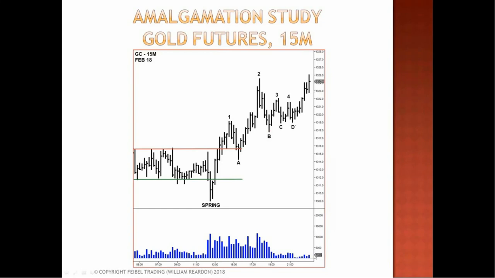This leads us to D. Now, what do you think about this? Is D a good place for a long? And if so, why?